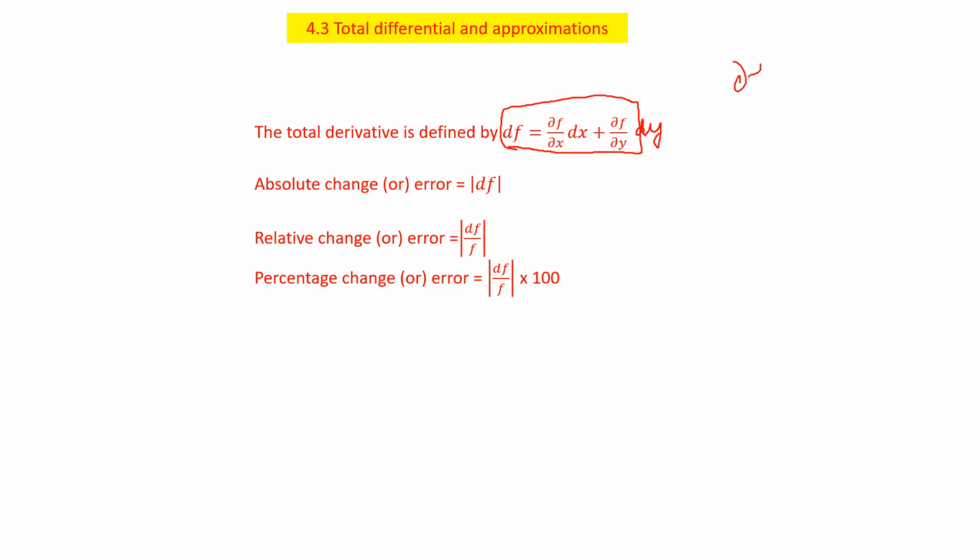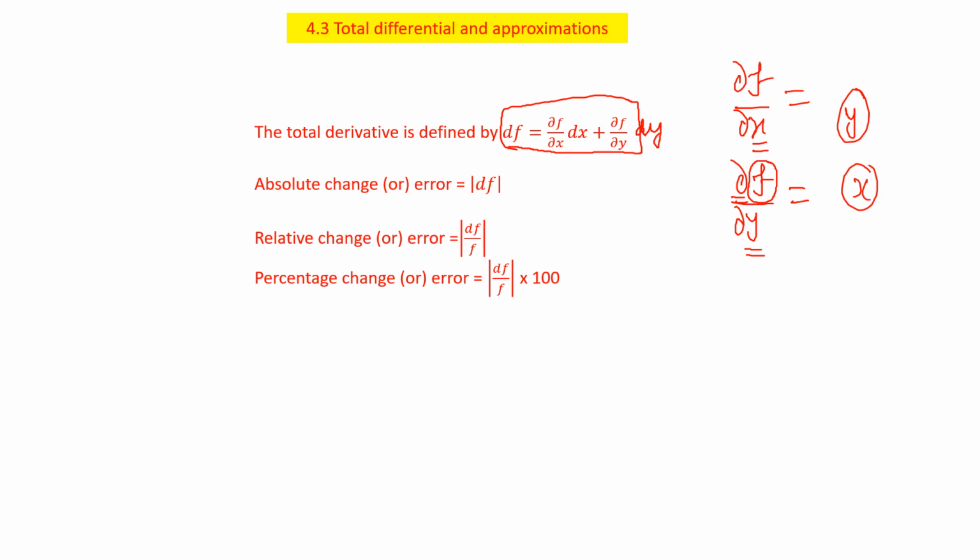So the meaning of dou f by dou x is derivative of the function f partially with respect to x. When you differentiate partially with respect to x, you have to treat y as a constant term. Similarly, the meaning of dou f by dou y is derivative of the given function f partially with respect to the variable y. When you perform partial derivative with respect to y, you have to treat the other variable x as a constant one.